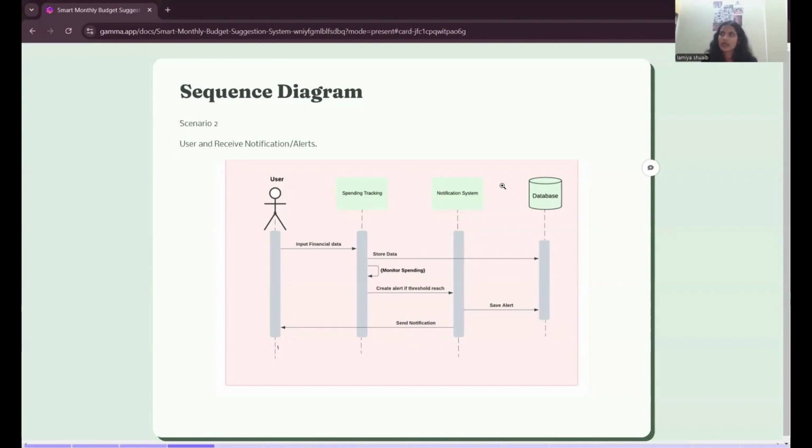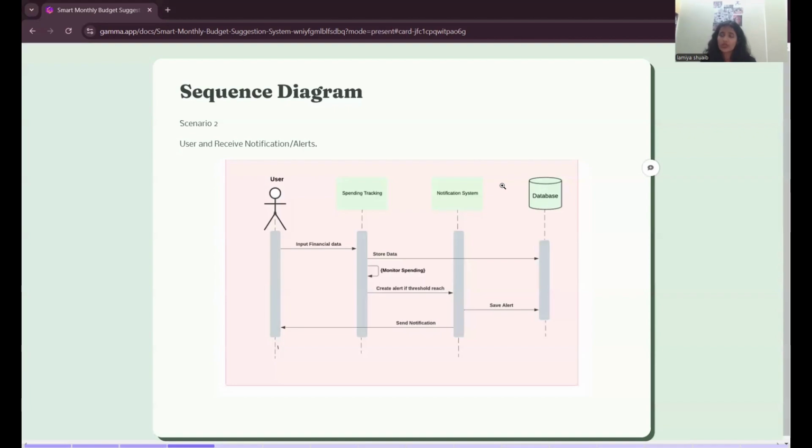is first stored in the database. Then we have another activity known as monitor spending. Monitor spending is an activity which is explained further in the activity diagram.